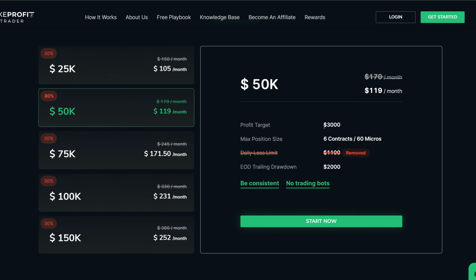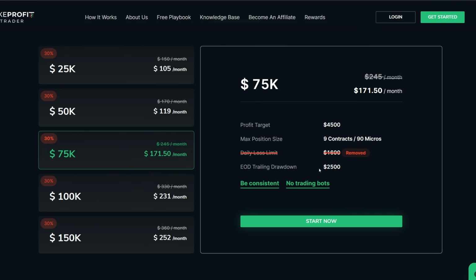Now, with this account, before you can even withdraw 1 penny, you have to pass the evaluation, which is $3,000. Then you have to make another $2,000 before you can start withdrawing money. So in this account, you have to make a minimum of $5,000 before you can even think about requesting a payout. With a 25K account, remember, you only had to make $3,000, and the 25K account is slightly cheaper.